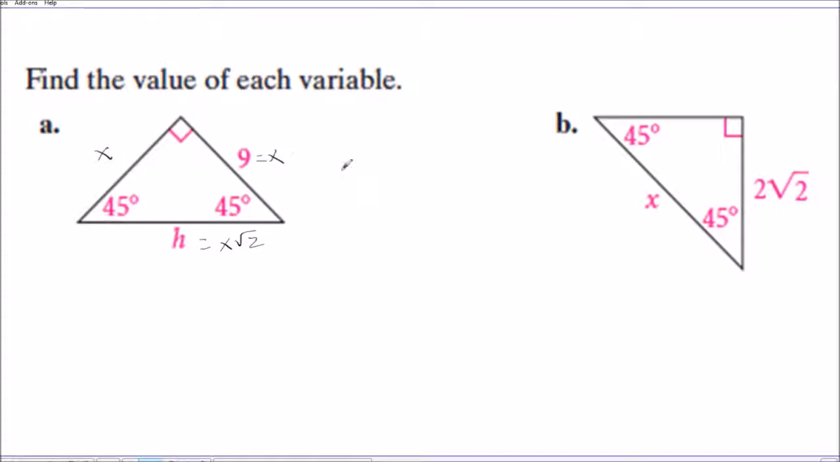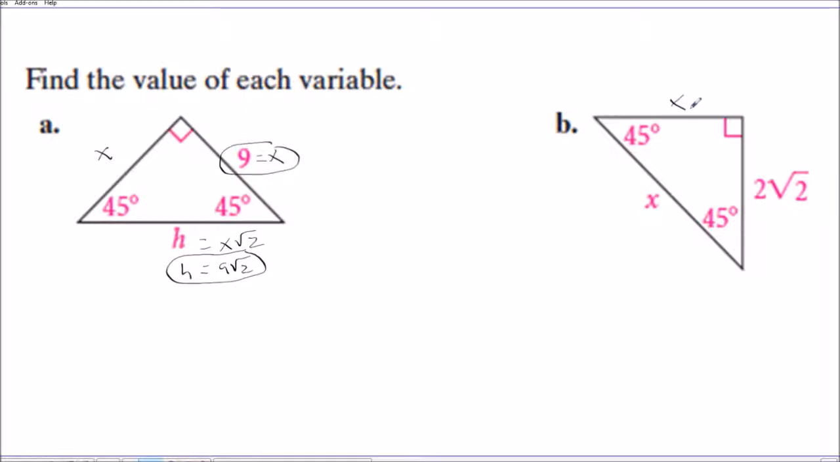So if I know that x is equal to 9, then I can come right down here, and instead of x, I can write 9. So that says 9 root 2 equals h. And people, that's all it is. It's done. Okay, we just did one. That's it. Now, I'd encourage you to try this one on your own if you can. And if you can't, do it with me, okay?